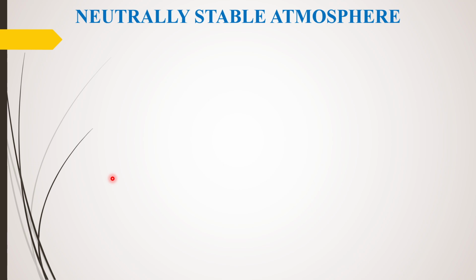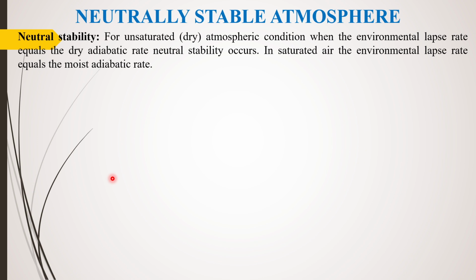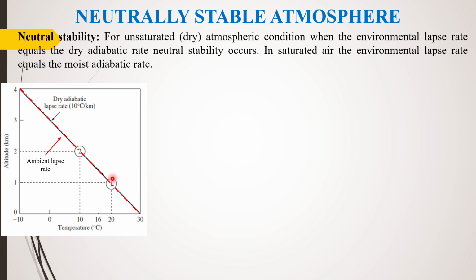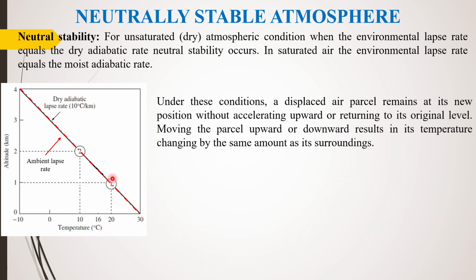And what is a neutrally stable atmosphere? For unsaturated or dry atmospheric conditions, when the environmental lapse rate equals the dry adiabatic lapse rate, neutral stability occurs, and in saturated air, when the environmental lapse rate equals the moist adiabatic lapse rate. So under these circumstances, a displaced air parcel remains at its new position without accelerating upward or returning to its original level.